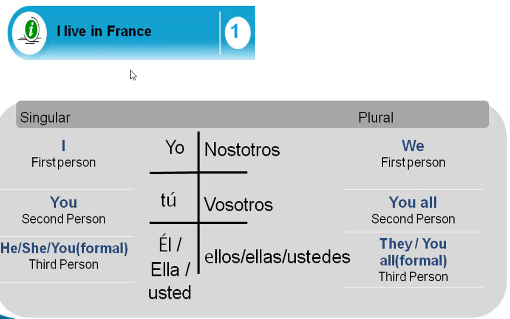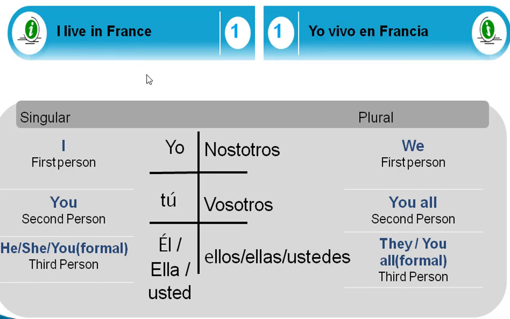Say, I live in France. So for live, we know the verb is vivir, and we know the conjugations. We are talking about I, so yo, and the yo form of vivir is vivo. In we already saw en. So yo vivo en Francia. Yo vivo en Francia.